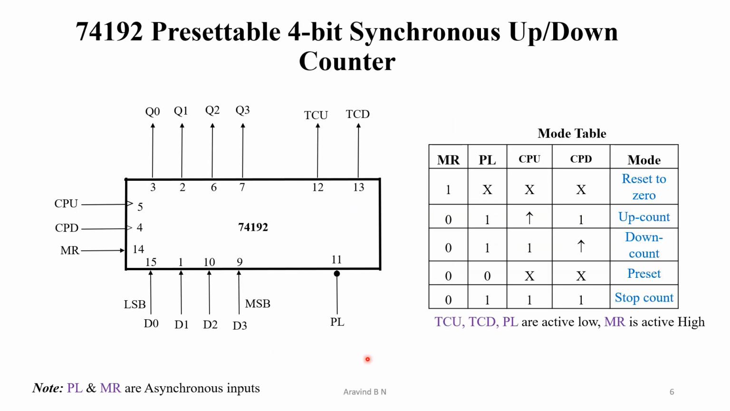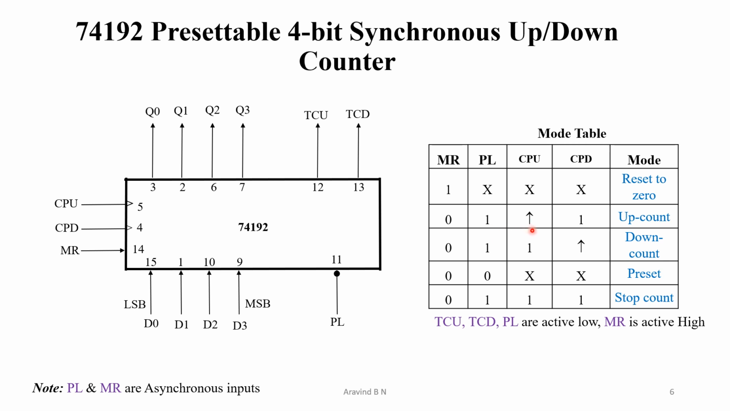Now let us understand the same functional table in a very simple manner as a mode realization table. So MR, PL, CPU, CPD, and then we are going to have the mode realization. If we can remember this table, then it is very easy to remember or to rewrite that complete functional table in an easy manner. So just go through this table. When MR is equal to 1, all others are don't care, so the output will be set equal to 0.